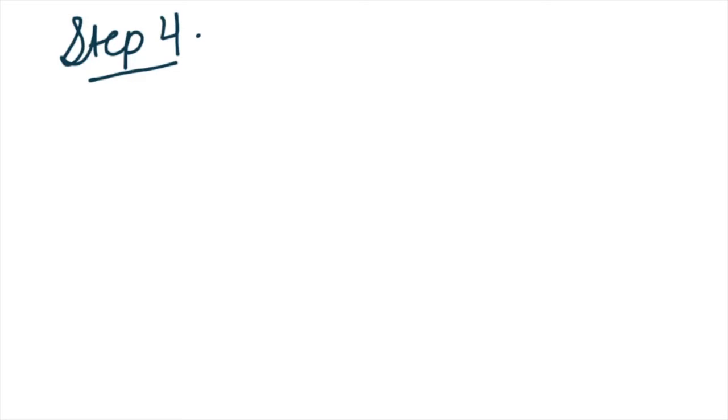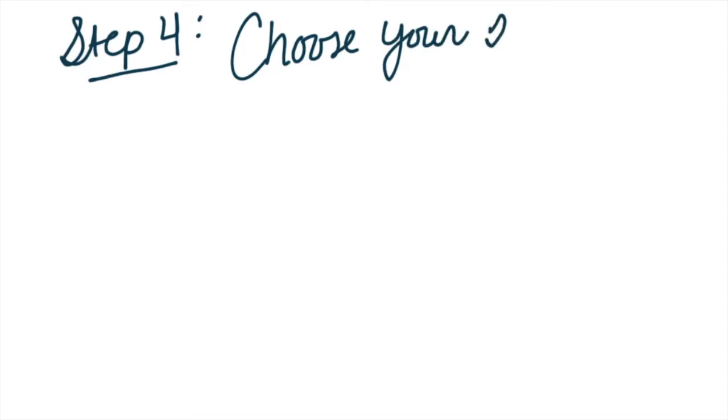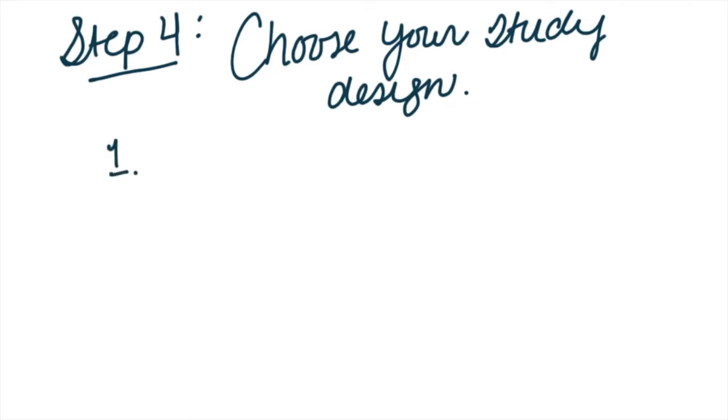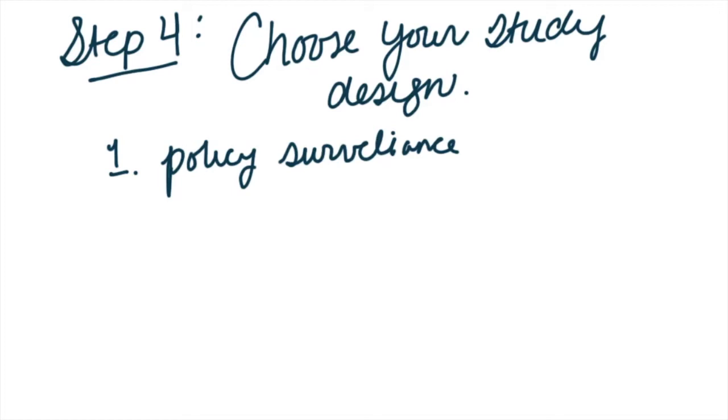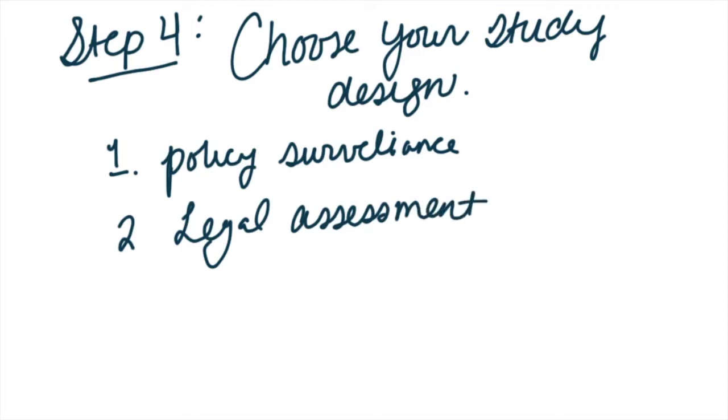The next step that you are going to take part in is to choose your research design or your study design. Here in legal epi studies, you have two options. The first is to do a policy surveillance. A policy surveillance tracks laws over time. So if you do a policy surveillance, you're going to be looking at different versions of the same law and how it's changed, or that area of law and how it's changed over time.